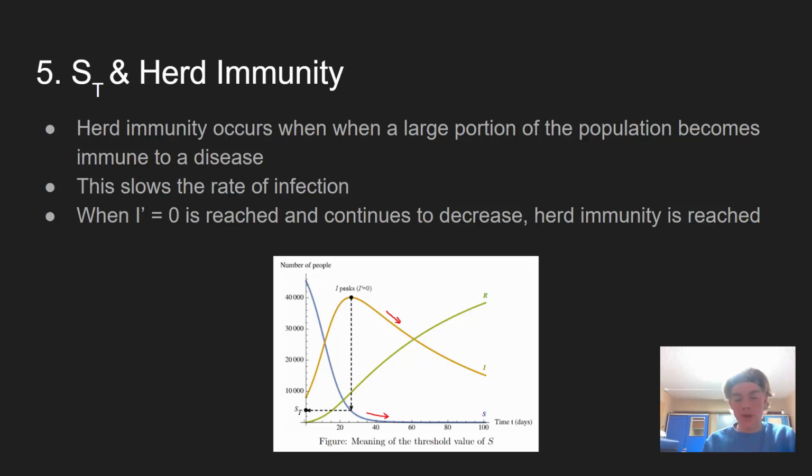So basically, when herd immunity is achieved, this means that there's fewer susceptible people and that the rate of infection will eventually go all the way down until the disease dies off.